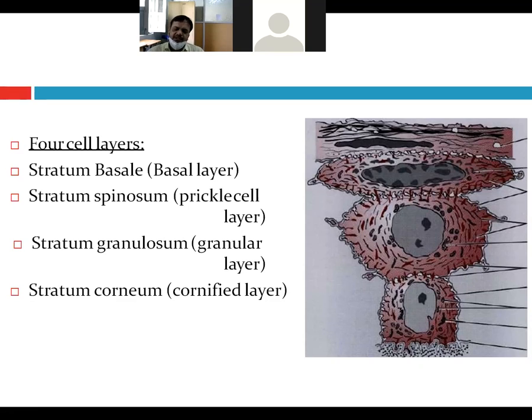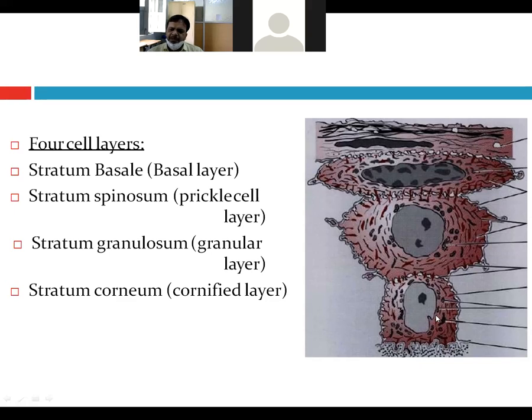So whenever the stratified squamous epithelium is present, then there are four cell layers. One is stratum basale. Second layer is stratum spinosum. Third layer is stratum granulosum, and the fourth layer is stratum corneum, as we go from connective tissue to your outer epithelium. So gingival epithelium is made up of four layers.